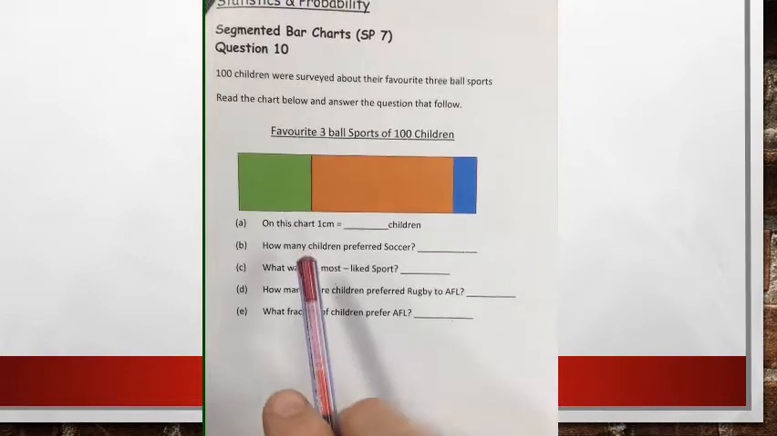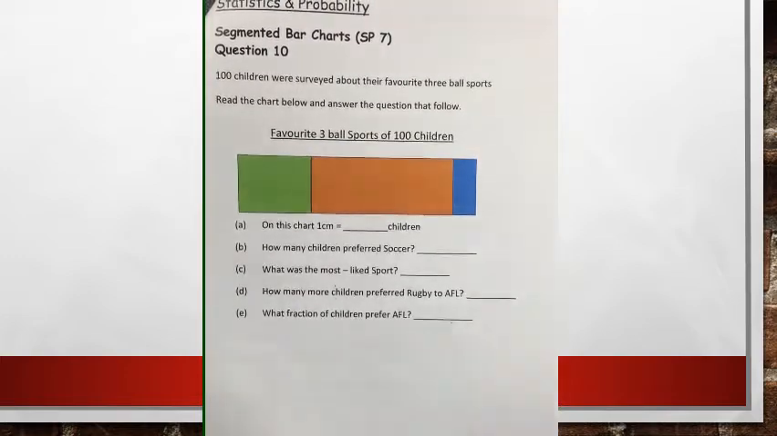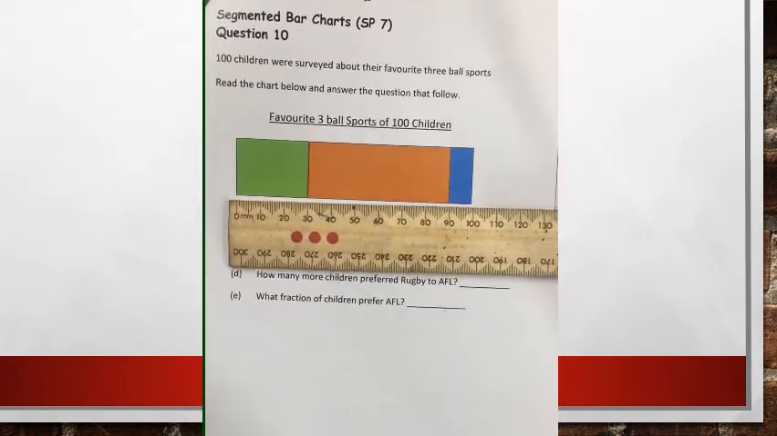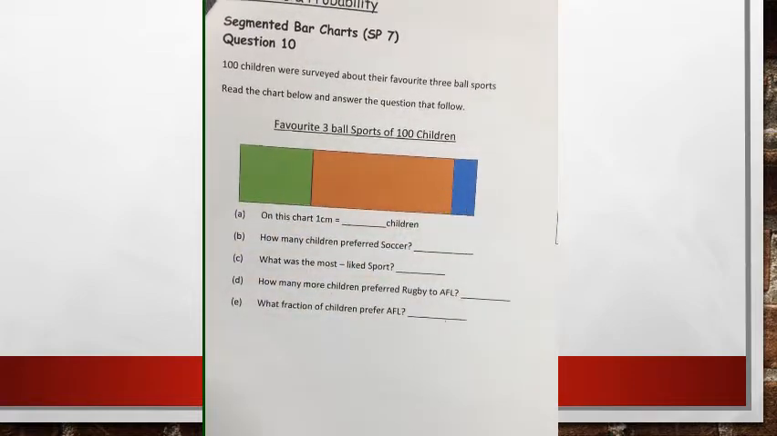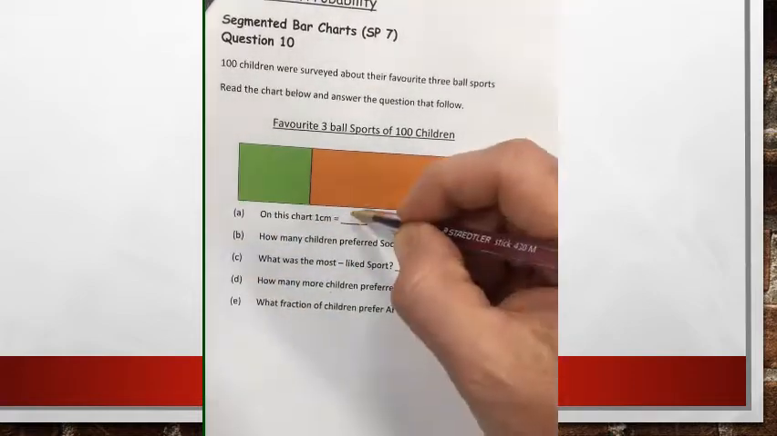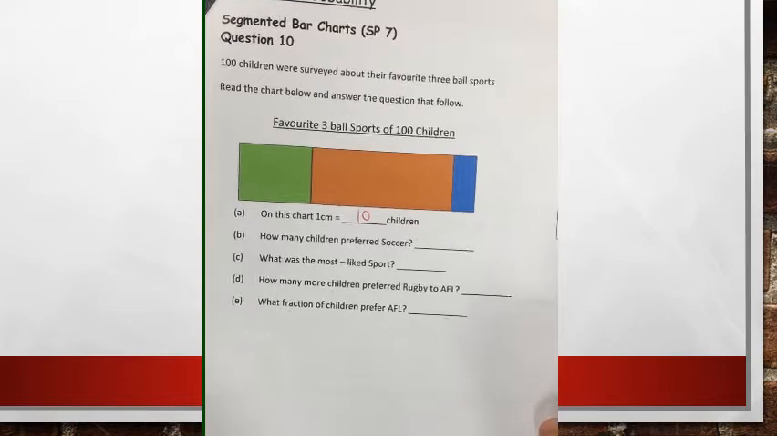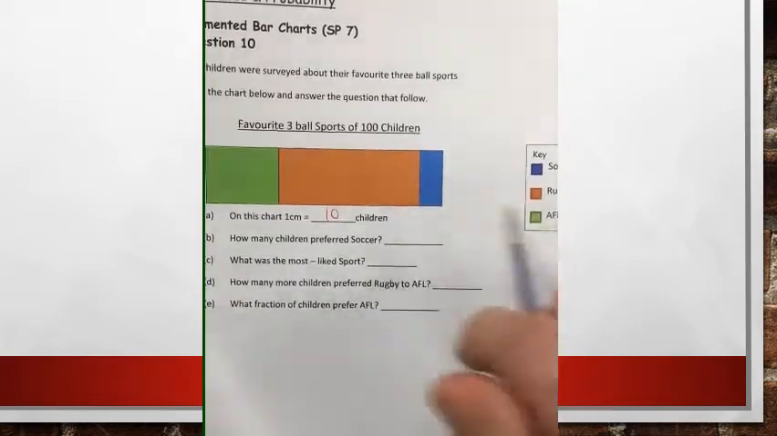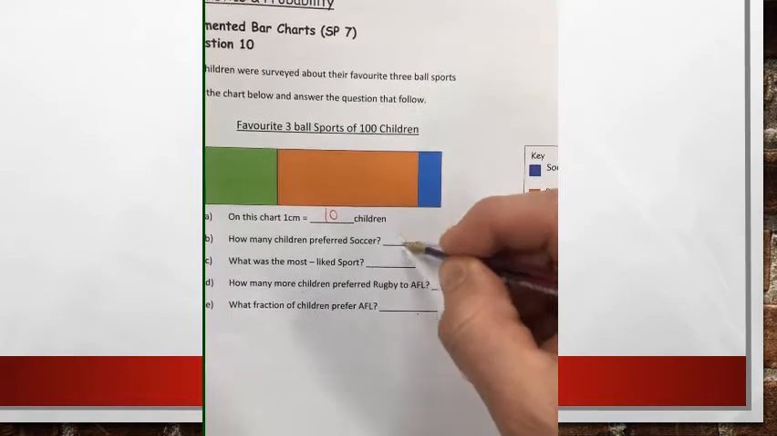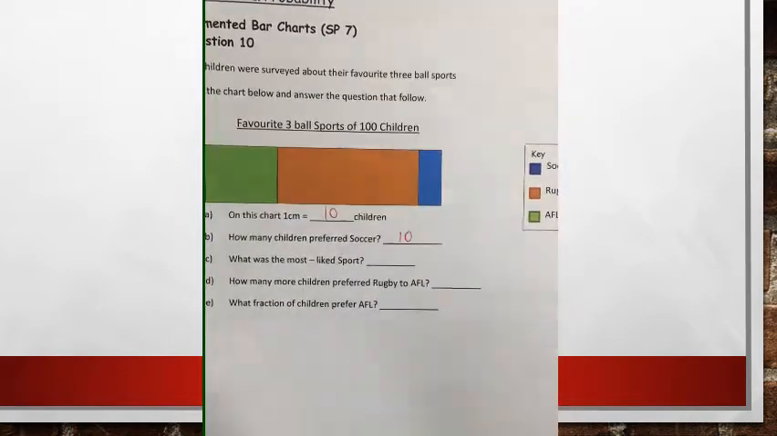What we need to do here in the first question is work out what does 1 centimetre equal. Now, if I put my ruler down on the page, you can see that my segmented bar graph is 10 centimetres. So if I have 10 centimetres divided by 100, every centimetre would be 10 children. So it says, how many children prefer soccer? Now remember, soccer is blue. It's 1 centimetre. So 1 centimetre would be 10 children.